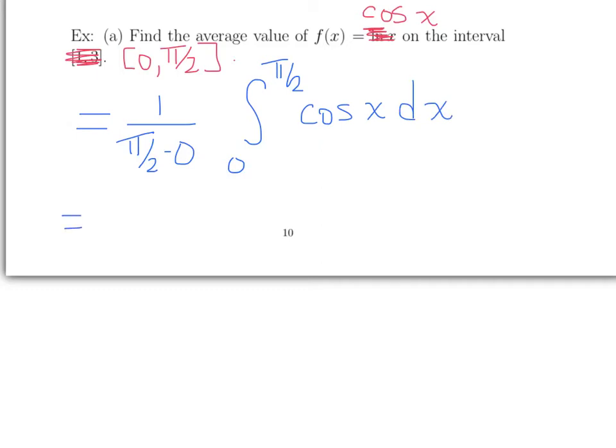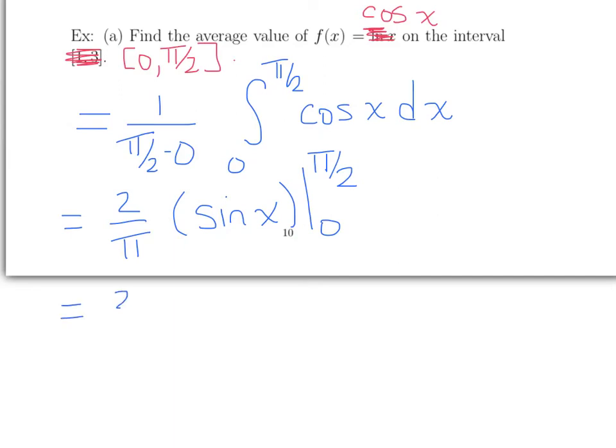So using some algebra, this is just 1 over pi over 2, which is the same as 2 over pi. And then the integral from 0 to pi over 2 of cosine should be, I believe, sine of x. And we evaluate that from 0 to pi over 2. And then we just plug these numbers in. We get 2 over pi, sine of pi over 2, and then minus sine of 0.